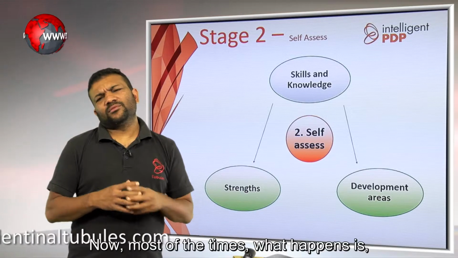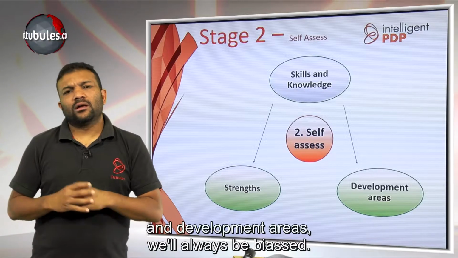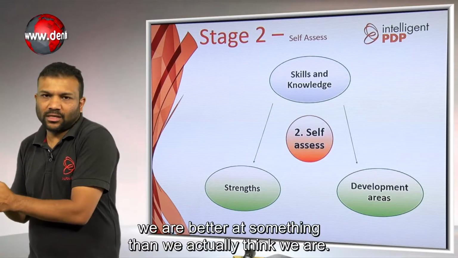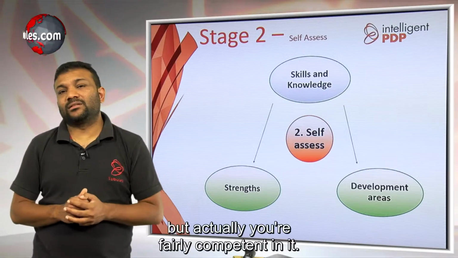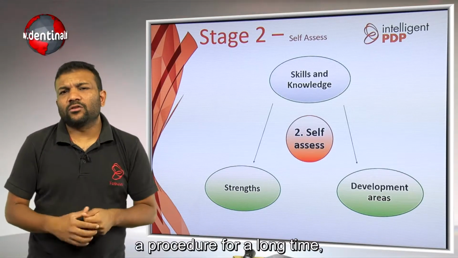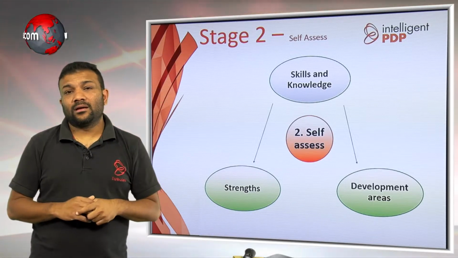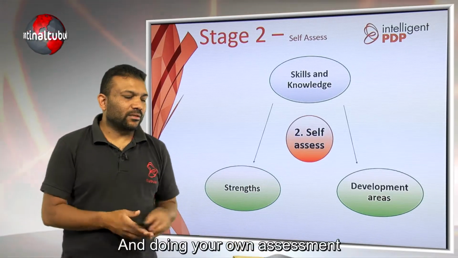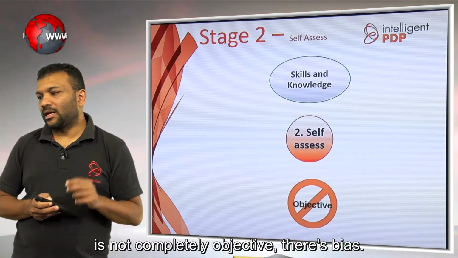Now, most of the times what happens is if we start writing down our own strengths and development areas, we will always be biased. We may be biased in terms of thinking we're better at something than we actually are. Or we may say, actually, I'm not that good at this thing, but actually you're fairly competent in it. Now, there's something called competency and confidence. If you haven't been doing a procedure for a long time, your competency may go down, but your confidence, thinking, yeah, I can still do it, is high up here. So these sort of things are very difficult. Doing your own assessment of strengths and development areas is not completely objective. There's bias, and that's something to remember.